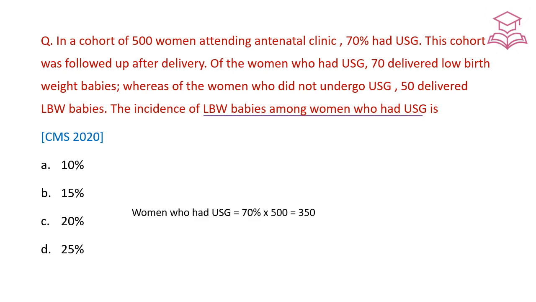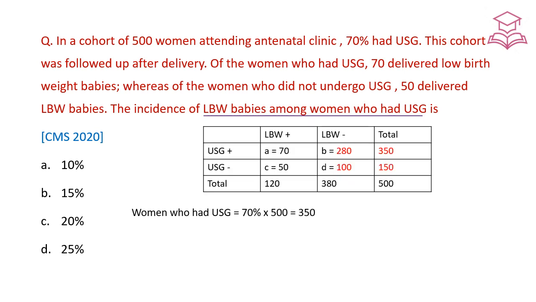The women who had USG is 70% of 500, that is equal to 350. Now let's draw the 2 into 2 table. We know that 70 delivered low birth weight among the USG. This is A. 50 delivered low birth weight among the non-USG, which is 50. And we have got the 350 from the 70% of 500 and we got the remaining values. So the incidence of disease among exposed is equal to 70 out of 350, which is 0.2, 20%. So the answer is 20%.